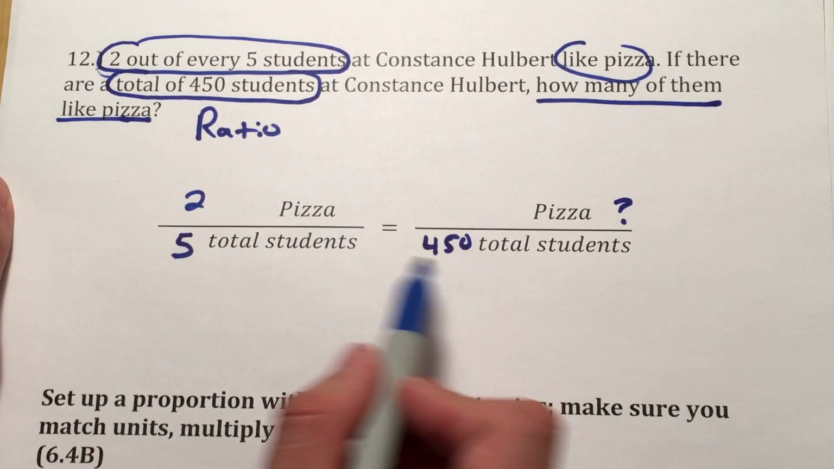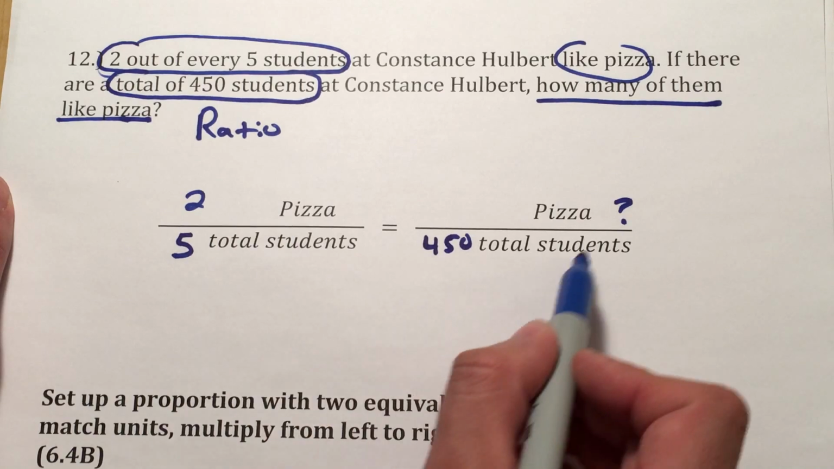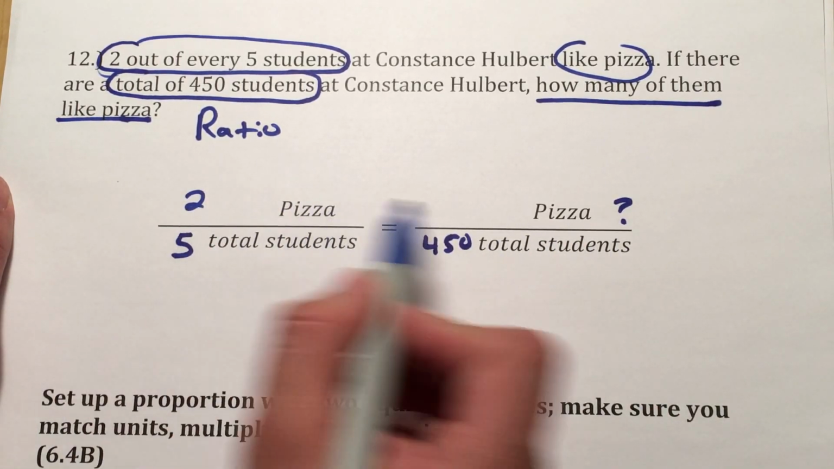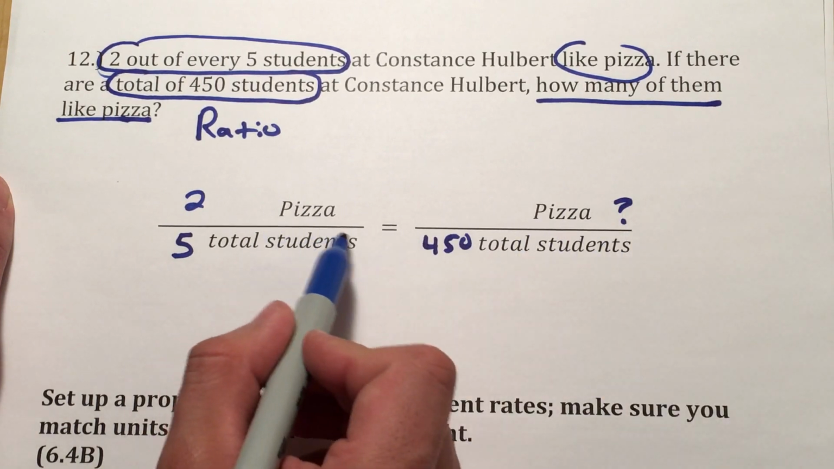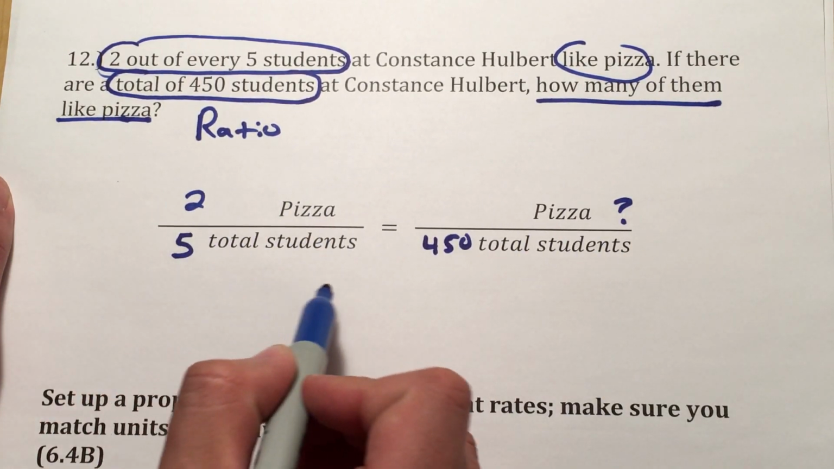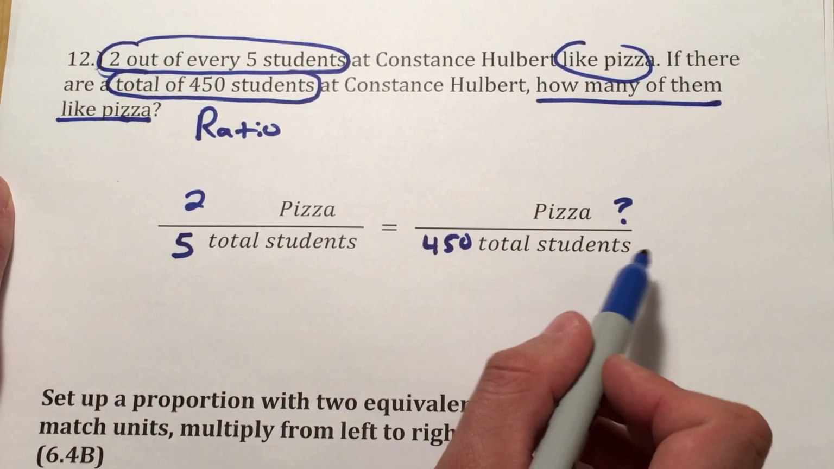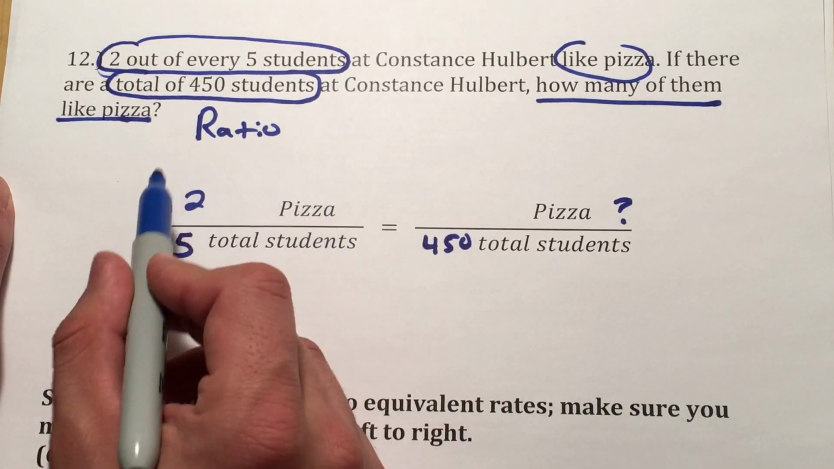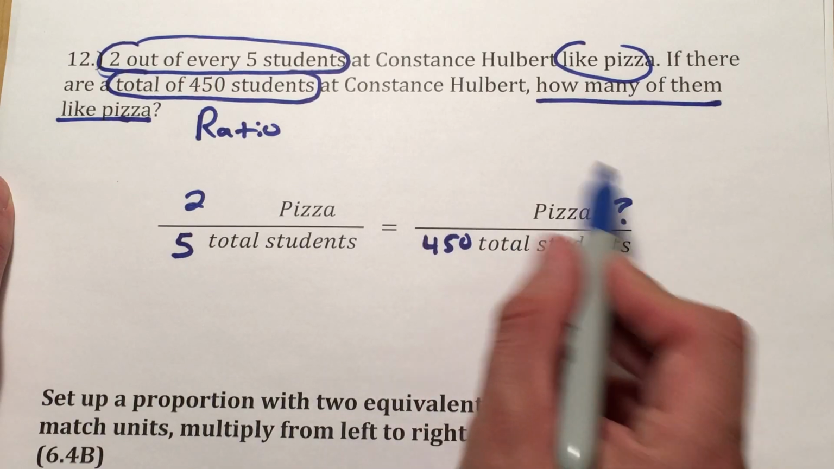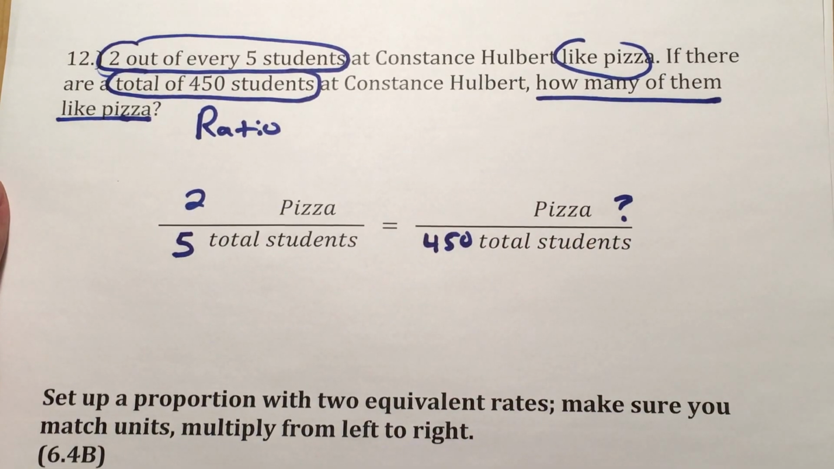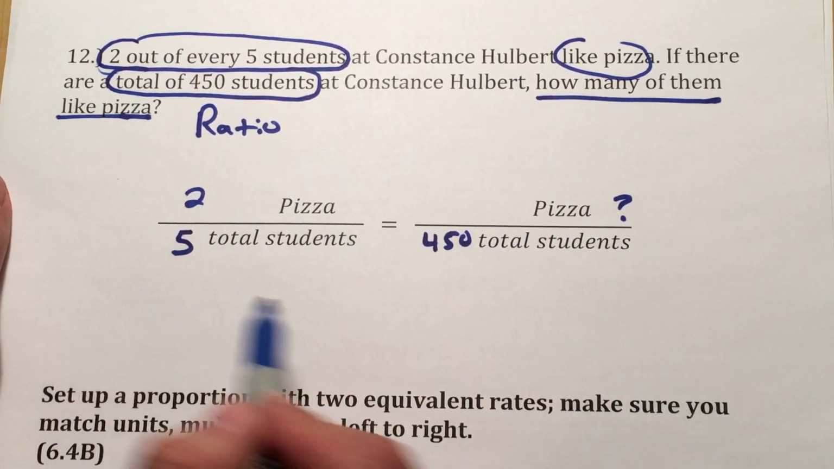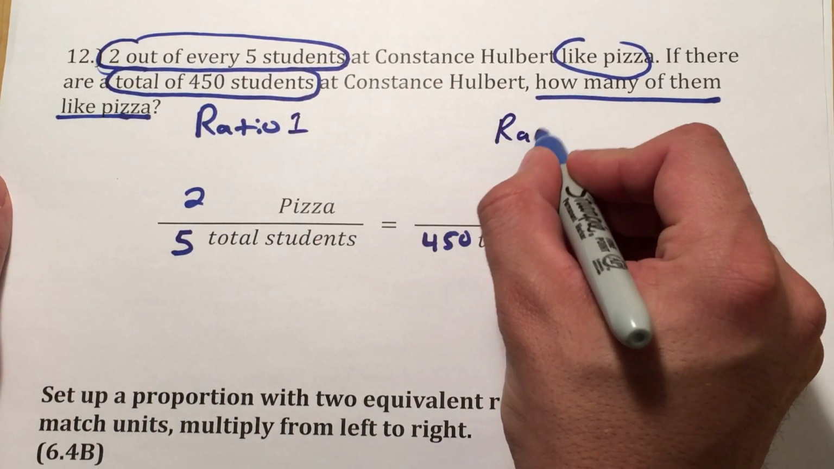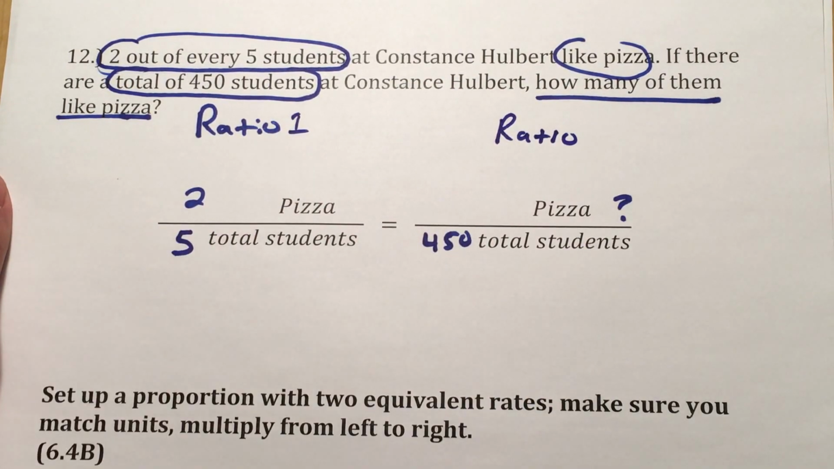Now I want us to see that we matched our units. Total students in the bottom, pizza in the top, pizza in the top. So here, let's look at our ratios one more time. We have the total students in the bottom. We have the number of students who like pizza in the top, and that's where we're trying to find the number of students who like pizza in the top. So now we've set up these two equivalent ratios. This is ratio 1. And here's ratio 2. Let's go ahead and solve. And this is one way.